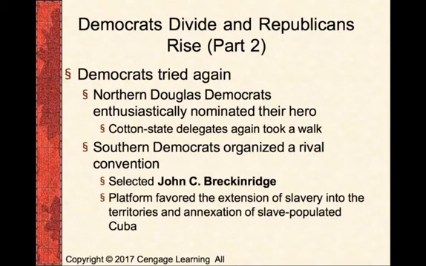The Democrats tried again. The Northern Douglas Democrats enthusiastically nominated their hero, and once again the Southern Democrats took a walk. The Southern Democrats then organized their own rival convention where they selected John C. Breckinridge to be their party candidate. The platform that the Southern Democrats stood for election on was an extension of slavery into the territories and the annexation of slave-populated Cuba into the United States.